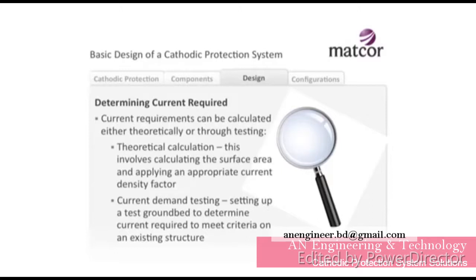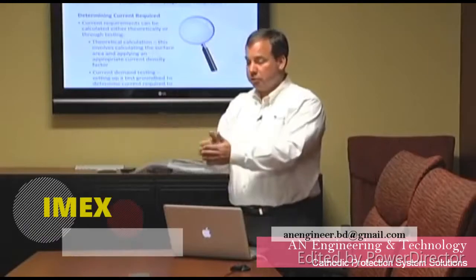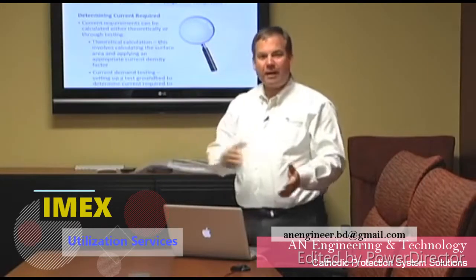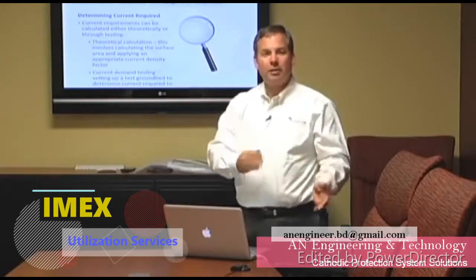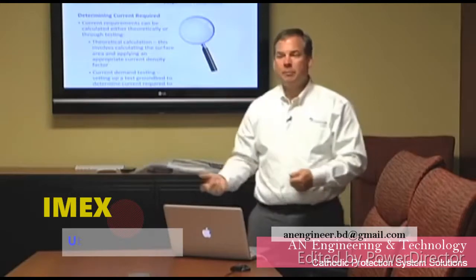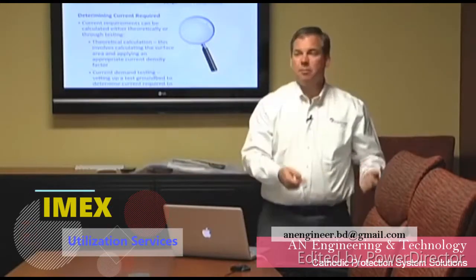Let's say I put 2 amps of current off this, and we can use a car battery for that. We actually have done that. We'll take a car battery, we'll put a stake in the ground, we'll hook the car battery up, we'll put a voltmeter on the structure, we'll say, oh, the structure shifted 15 millivolts or 20 millivolts. Based on that, I can extrapolate how much current I need to shift 100 millivolts. Okay, so that's called a current demand test. Sometimes current demand tests work great. Many times we just estimate.